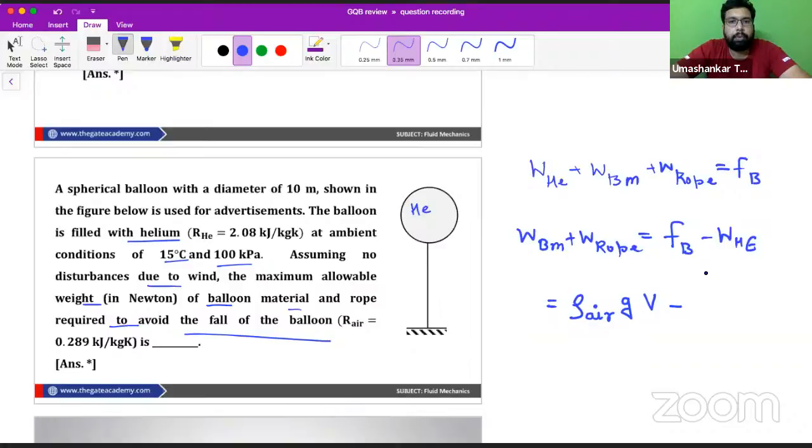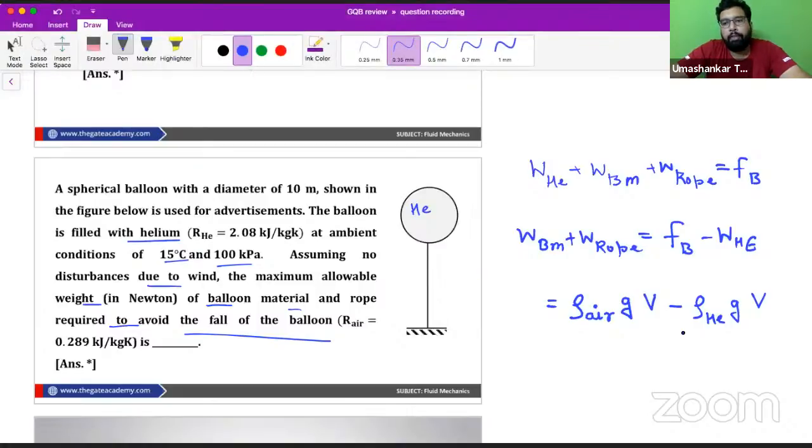So what is the weight of the helium? It is the density of the helium into g into again the volume of this balloon. So basically, all we have to do is do it this way. I hope it is fine to all of you, right?